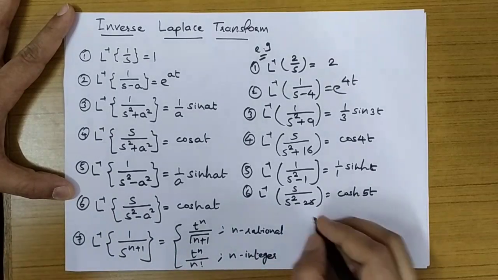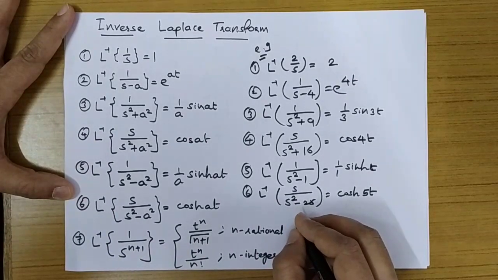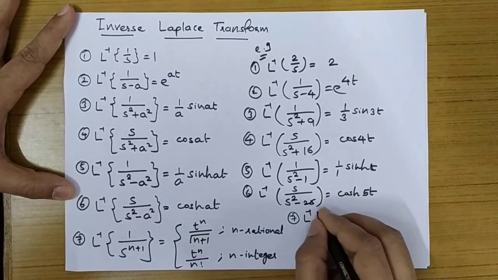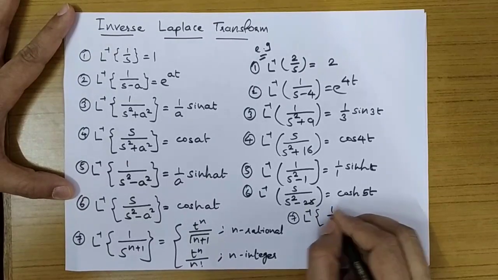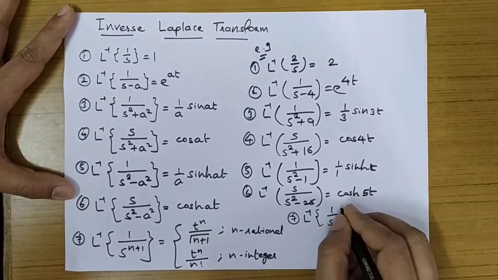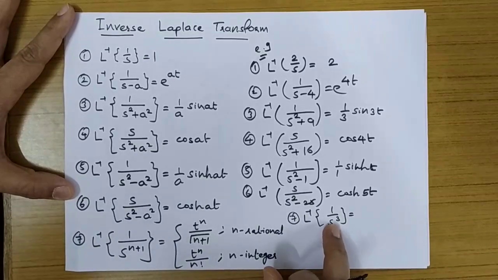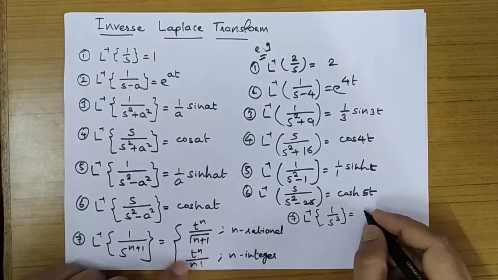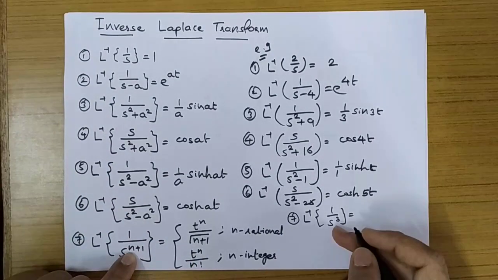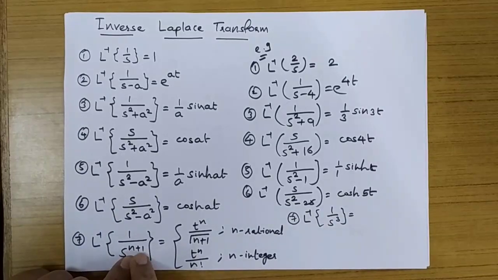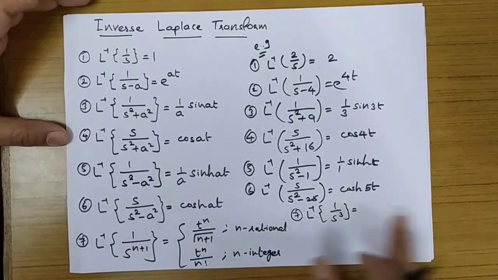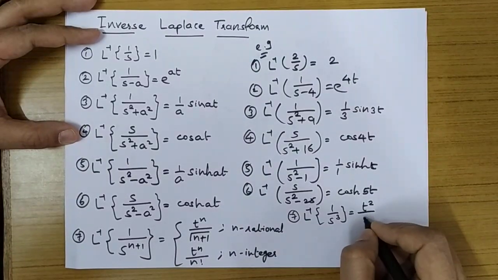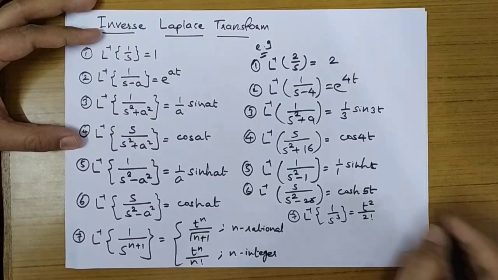Okay, now I will take one or two more questions for formula number 7. L inverse of 1 by s raised to 3. Here n is an integer, so you can apply this formula. But n plus 1, not n, is 3, so you compare n plus 1 with the left hand side. So n plus 1 is 3, so n is 2. That is why t square by 2 factorial, right? You can write t square by 2.